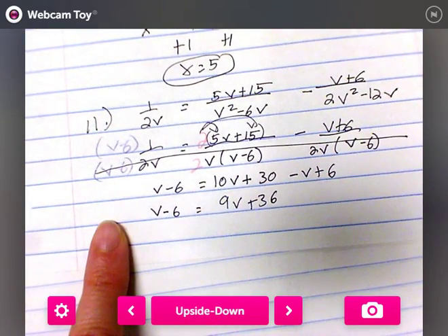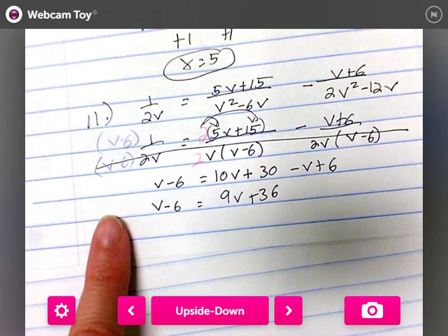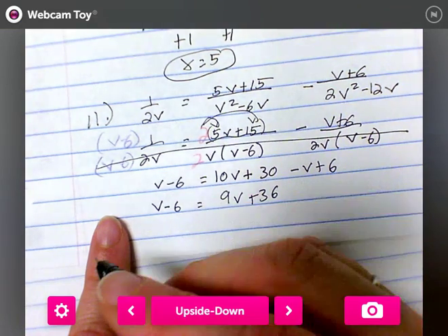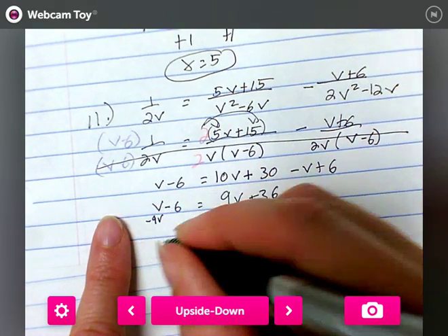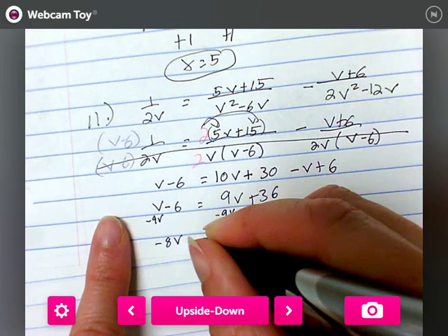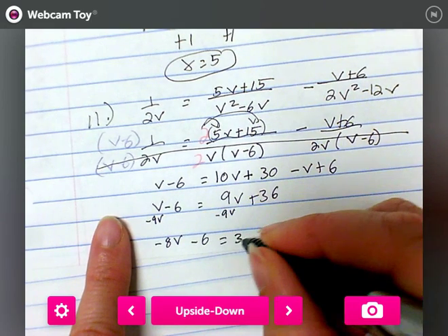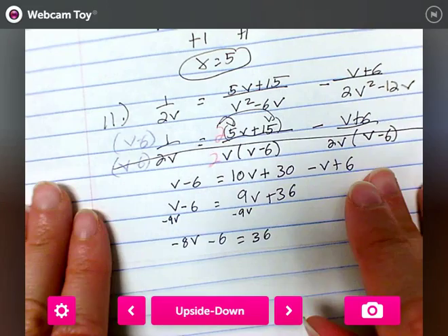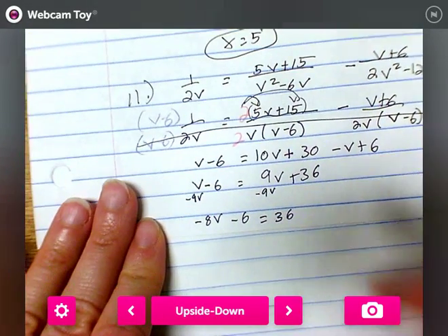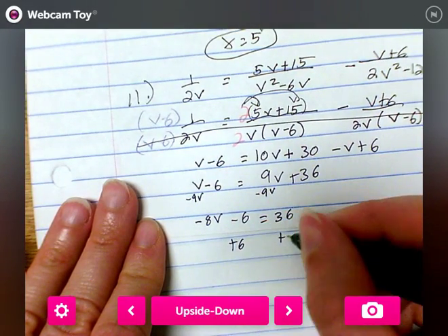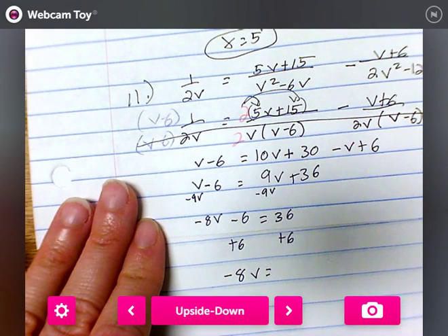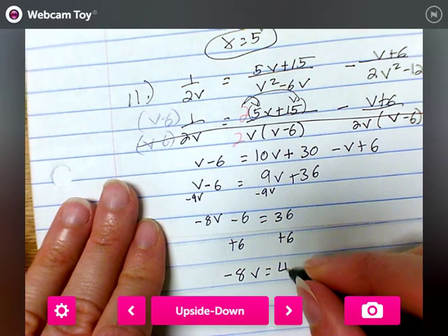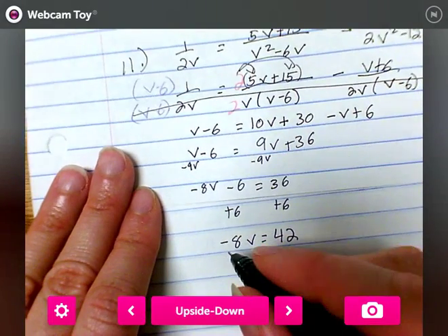Okay, what do I do now? Move 9v to the other side? We can move 9v, sure. So I subtract 9v from both sides, and I get negative 8v minus 6 equals 36. And then what do I do? Add 6, good. I add 6 to both sides. Yes. And I get negative 8v equals 42. Thank you. And then I'm going to divide both sides by negative 8.